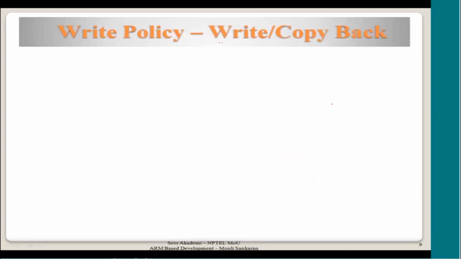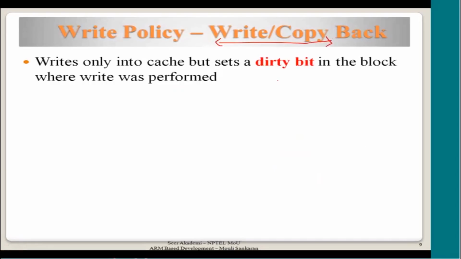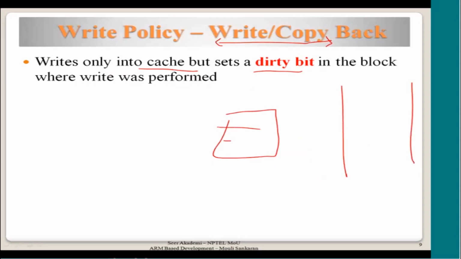Another one is write back, or copy back. In the literature, books may refer to it as copy back or write back, but both are the same. It writes only into the cache, with just a dirty bit set in the block where the write was performed. It writes only into the cache, not into the main memory. So for a moment, the value here will be different from the location in main memory where it was brought from. We write into this only; the processor doesn't write into the main memory.